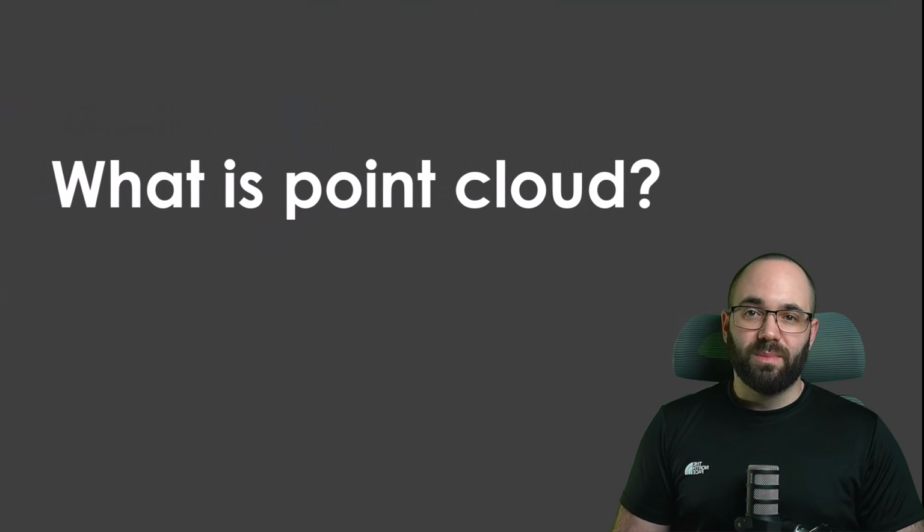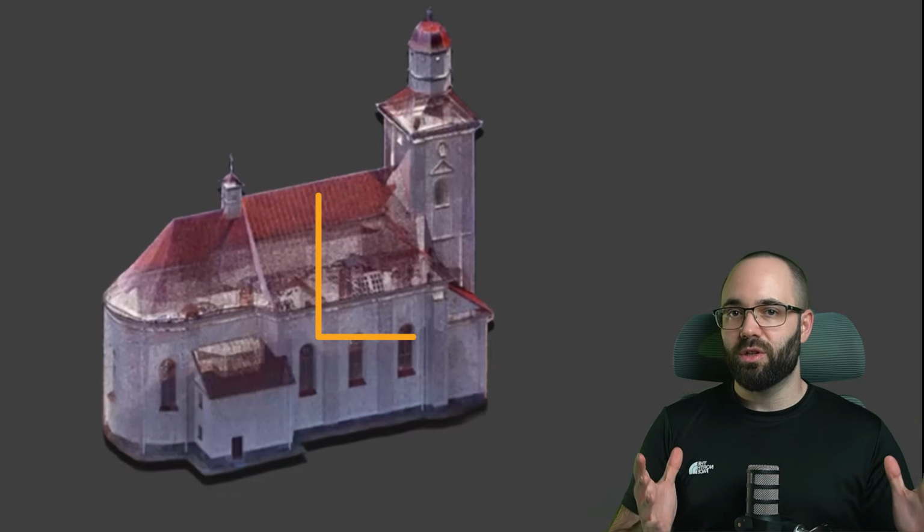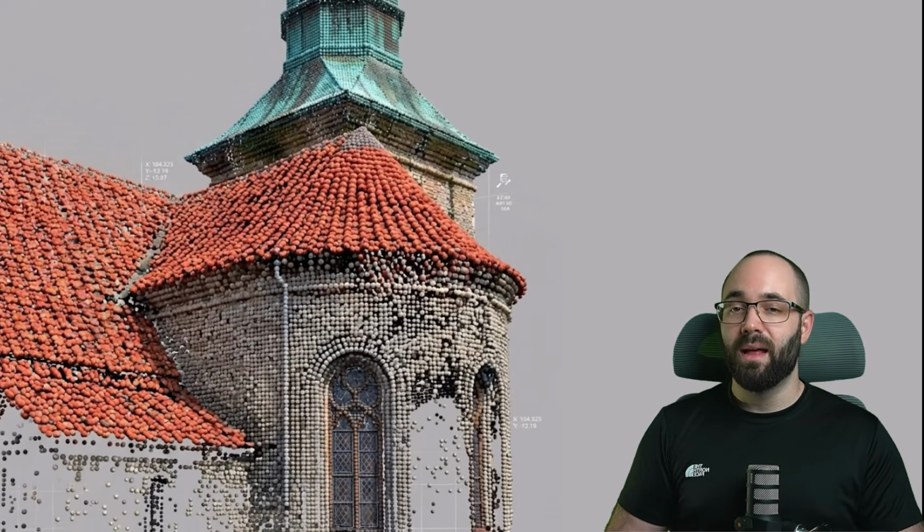Now let's start with explaining what is a point cloud. A point cloud is a large collection of data points in 3D space. Just imagine a 3D digital building, but instead of being solid geometry, it is just a lot of individual points that hold data like their position in space as well as color.